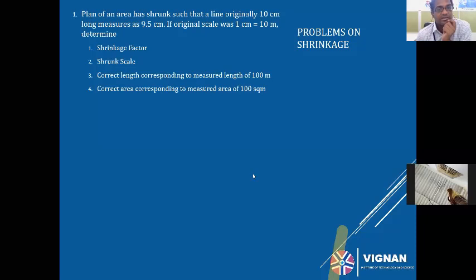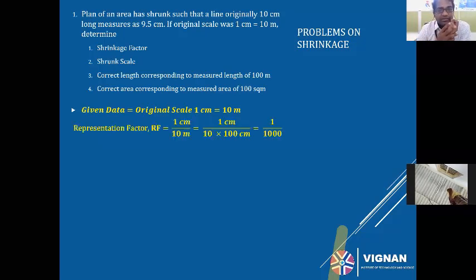So first is we'll calculate shrinkage factor. So write down the given data. Given data is the original scale is given as 1 centimeter equal to 10 meters. Now we can immediately get what is the representation factor. Right, representation factor is given by 1 centimeter by 10 meters. So 10 meters can be written as 1000 centimeters, oka meter 100 centimeters kabatti. So the representation factor is 1 by 1000. This is noted to you.